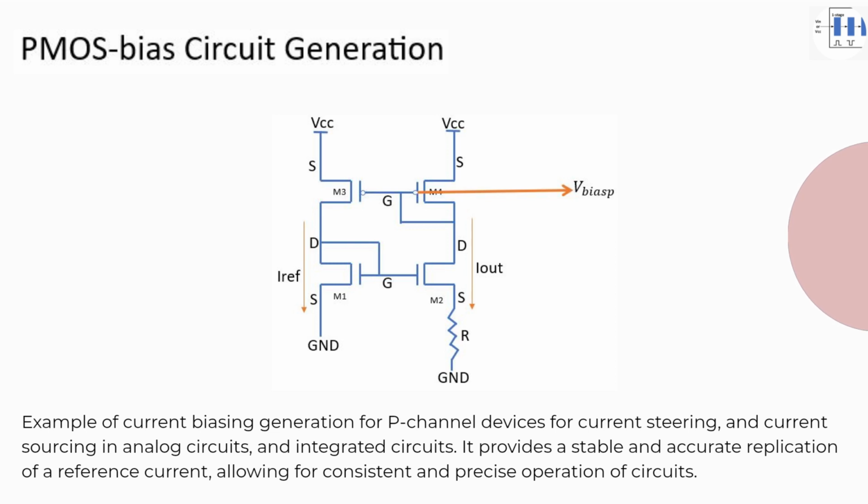Example of current biasing generation for P-channel devices for current steering and current sourcing in analog circuits and integrated circuits. It provides a stable and accurate replication of a reference current, allowing for consistent and precise operation of circuits.